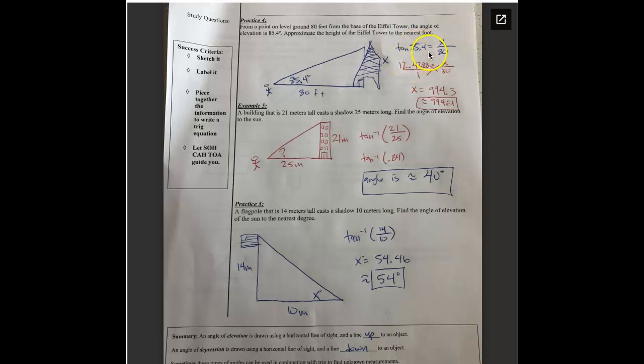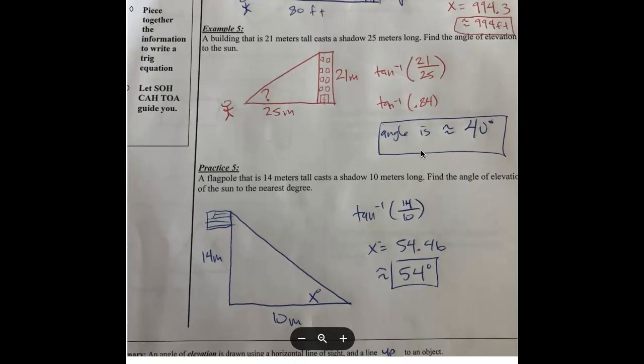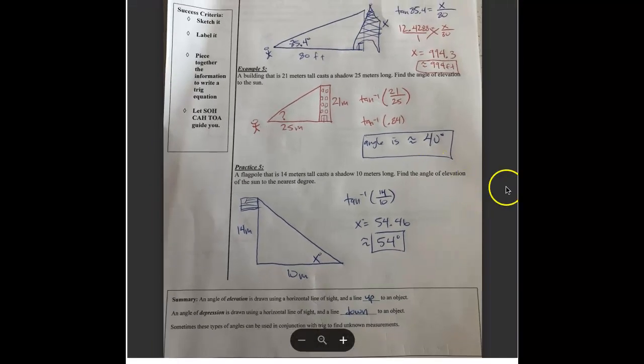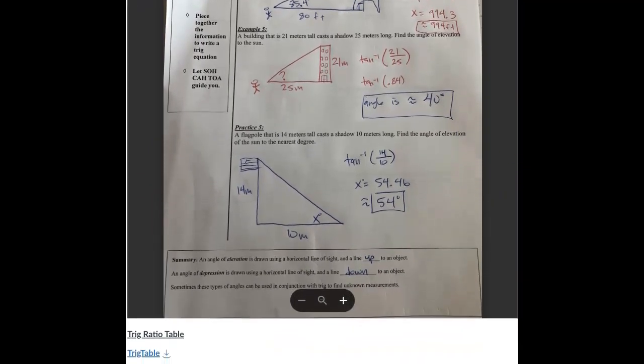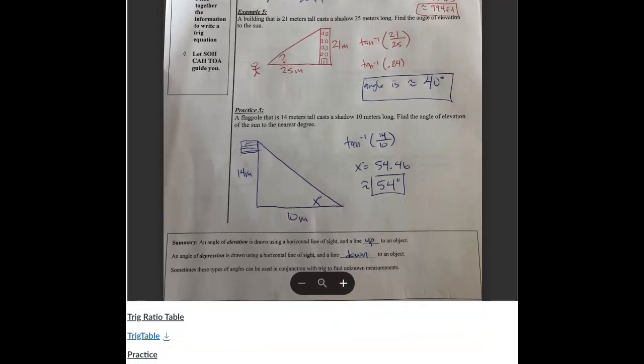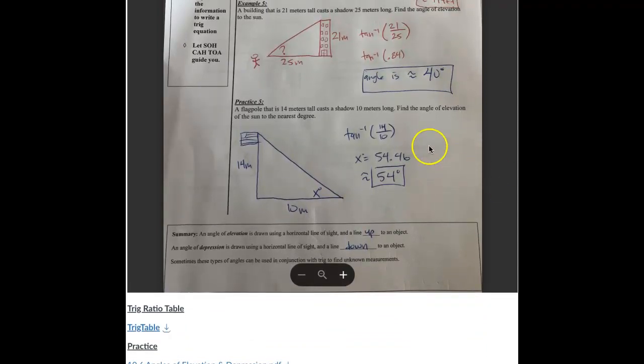Tan 85.4 equals opposite over adjacent, and the tan ratio for 85.4 is 12.4288. Put a 1 under it, cross multiply, and I get my unknown measurement is about 994 feet, which actually is not too far off from the actual height of the tower in real life. So pretty good estimate. And then these next two problems, example 5 and practice 5, give me both lengths and say find the angle.